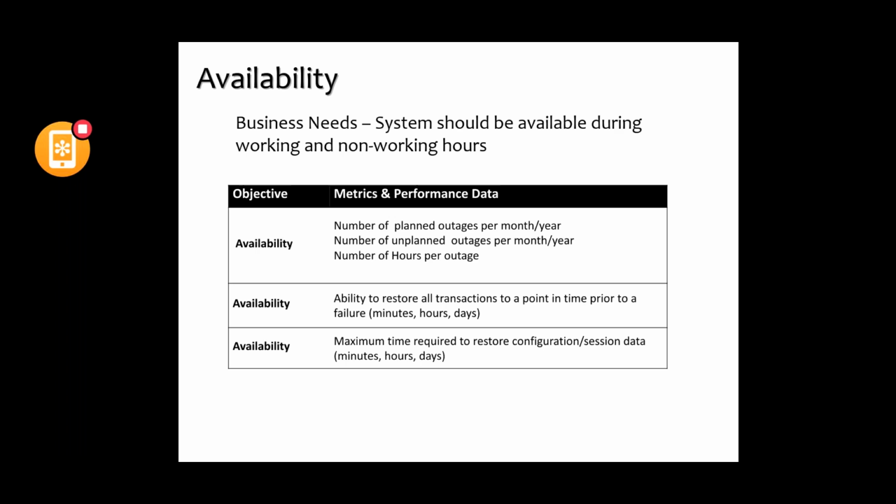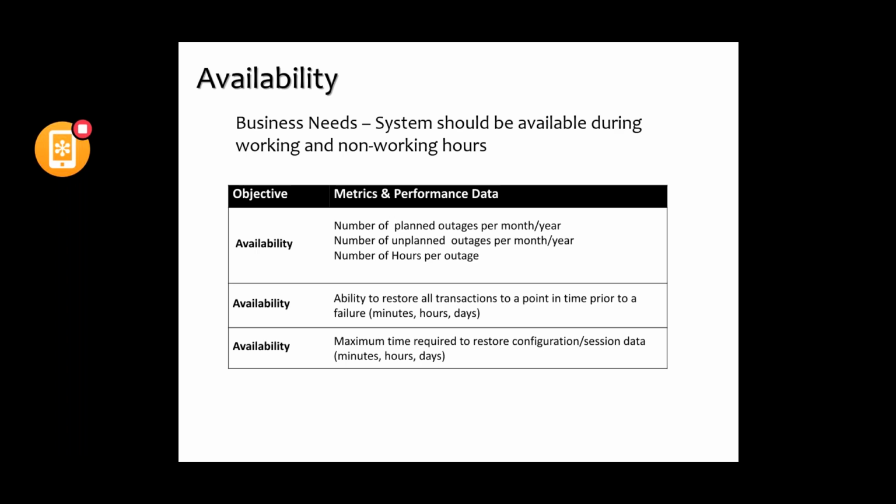So the business need says that the system should be available during working hours and non-working hours. The objective is the availability of the application, and we talk about metrics or performance data. Availability means we expect the system to be up and running 24/7, 365 days. That's just one of the requirements which talks about availability. But how do we measure it? How do we document it?